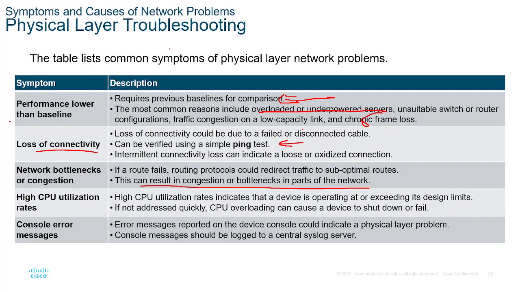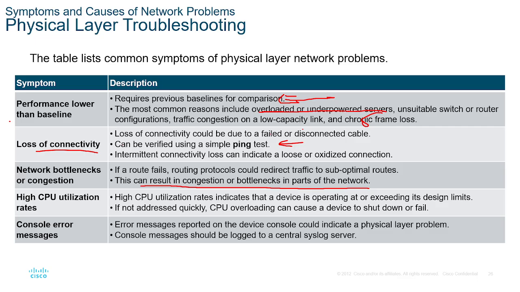In physical layer troubleshooting, the table lists common symptoms of physical layer network problems. Performance lower than baseline: if your performance is lower than baseline, it might require a previous baseline for comparison. The most common reasons include an overloaded or underpowered server, unsuitable switch or router configuration, traffic congestion on a slow link, and chronic frame loss. These might be the reasons for performance lower than the baseline.